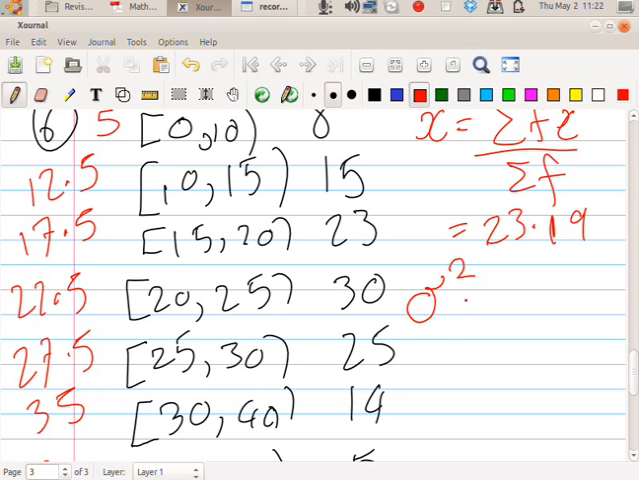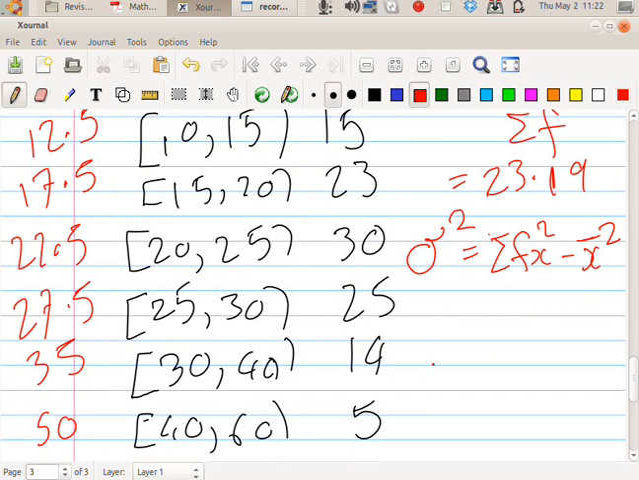Using this formula: sigma squared equals the sum of fx squared over the sum of f, minus the average squared. So that was part 1, and that's part 2 now. And then calculating that, sum of fx squared is, you square the x first, then multiply and add.